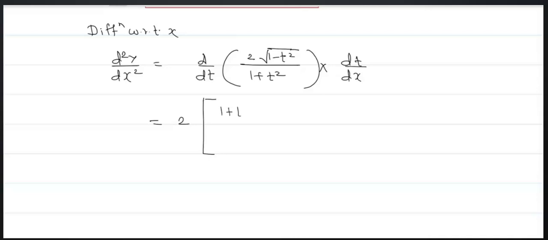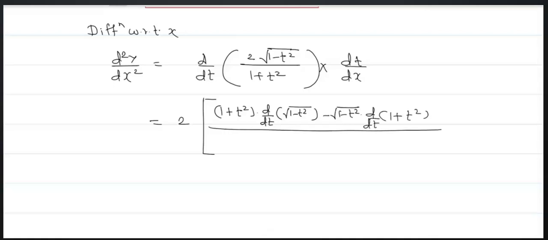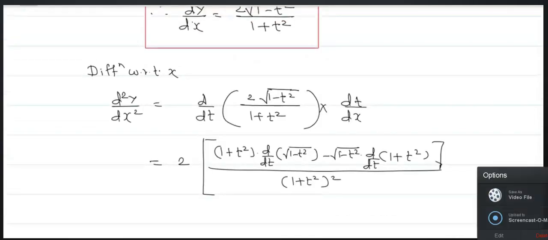Now differentiate this. Here we will apply the quotient rule. That is 2 in bracket (1 plus t²) into d/dt of root of (1 minus t²), minus root of (1 minus t²) into d/dt of (1 plus t²), upon (1 plus t²) whole square. This is.